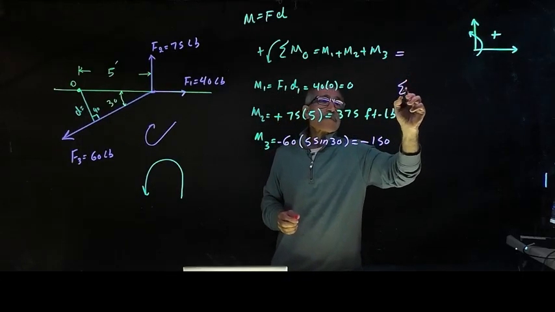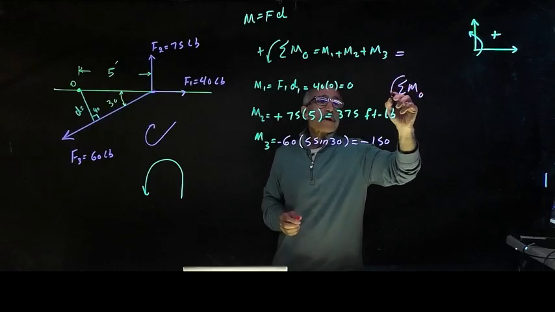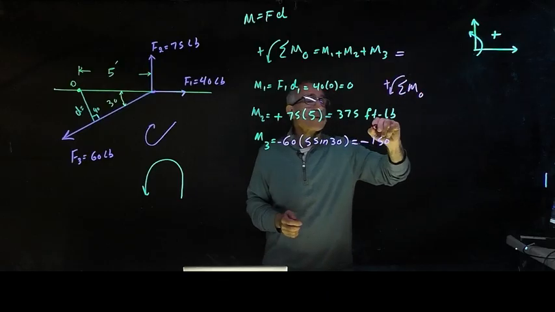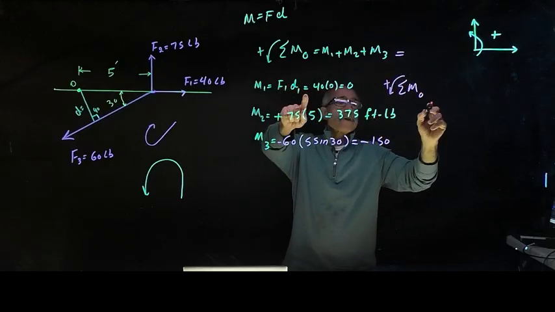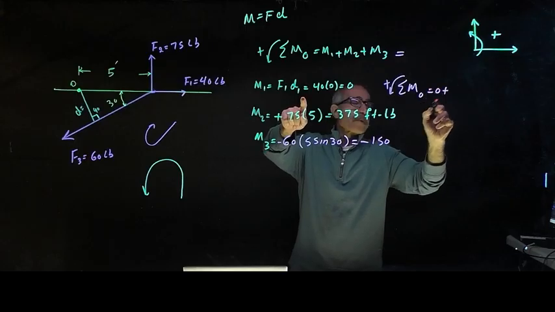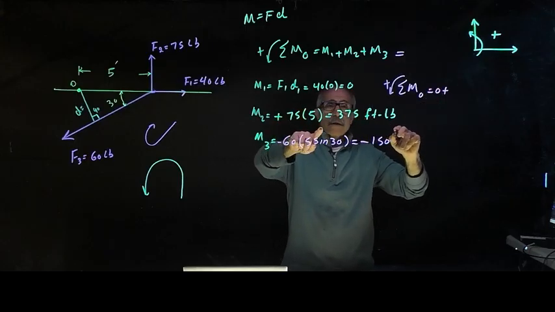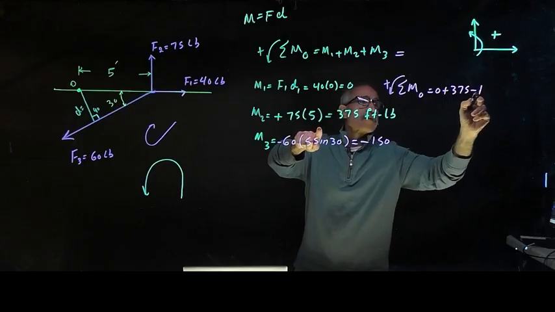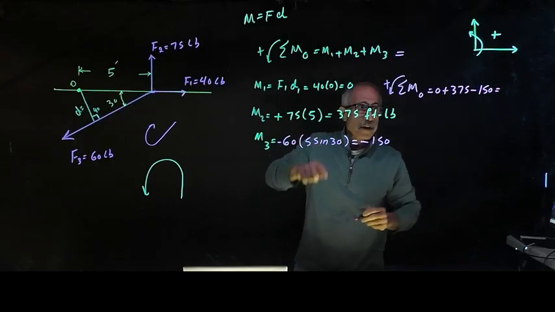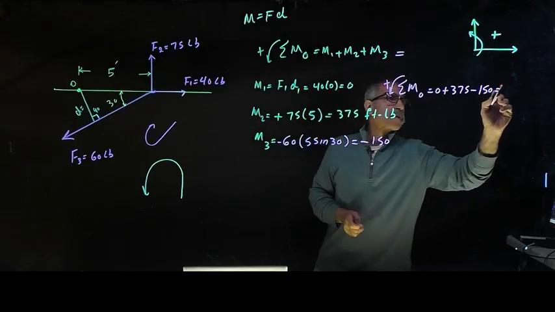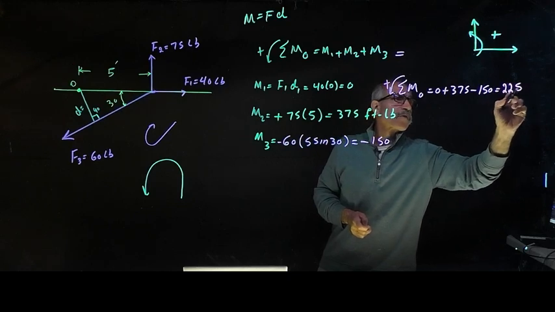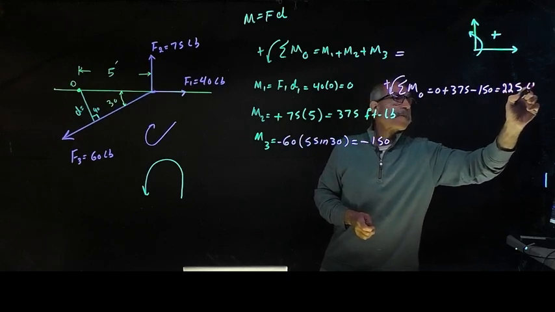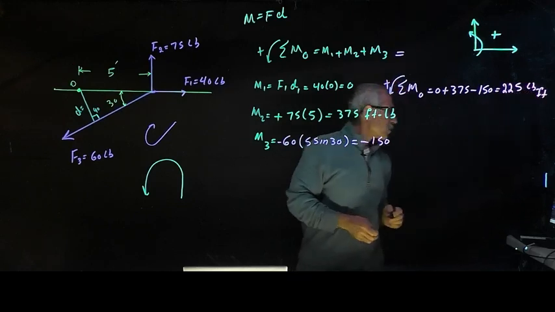Then we're going to come back and say our summation comes out to be equal. The summation of moments about O, counterclockwise is positive, is 0 plus 375 minus 150, and that's going to give me about 225 pound-feet.